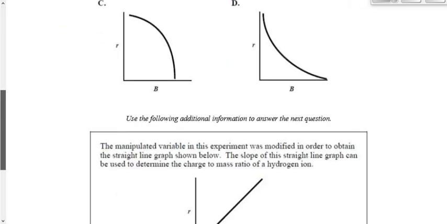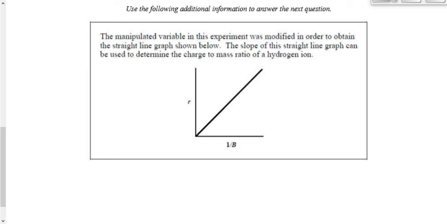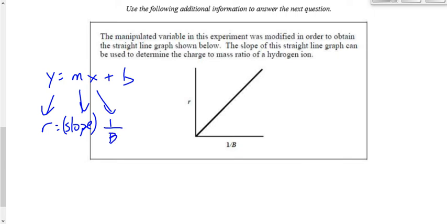So let's go at that with the technique that we've learned probably a dozen times now between labs and a couple of things that we've done in class here. We know what to do when we have a straight line graph, right? Y is equal to mx plus b. The y-axis is R, m is the slope, the x-axis is 1 over b, and the y-intercept is 0 here.